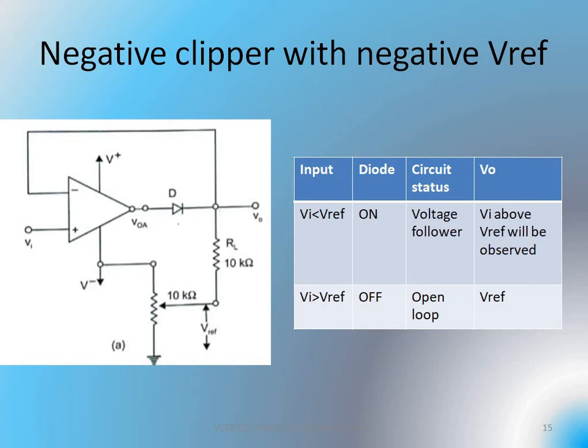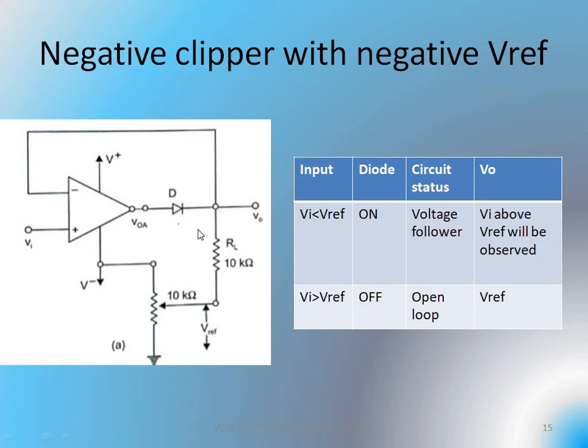So here the negative clipper, very similar to your previous circuit, I have provided the input with respect to the positive terminal. There is a non-inverting terminal, and I have taken a negative reference voltage here. So this negative reference voltage I have connected to the output terminal, which is supplying the diode D also.